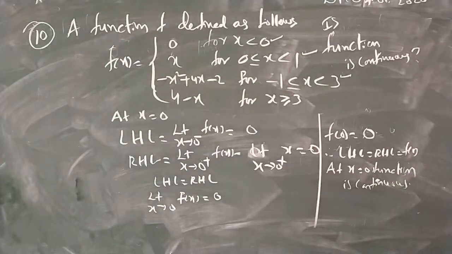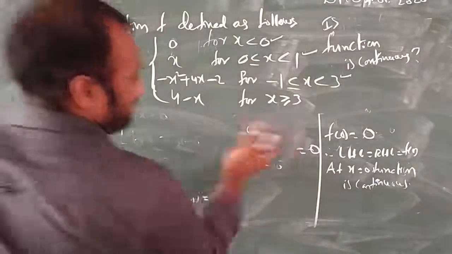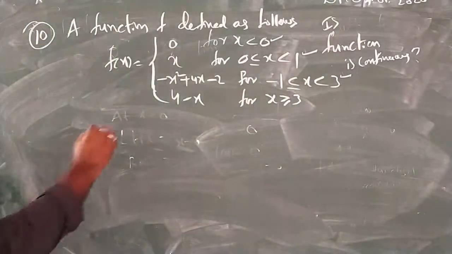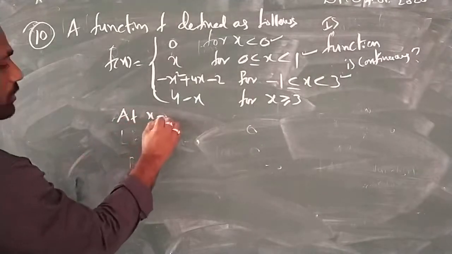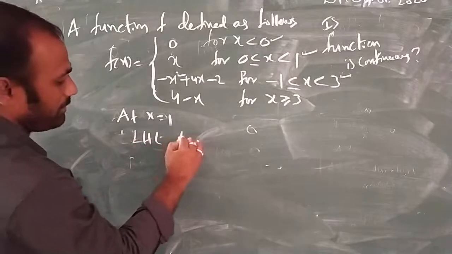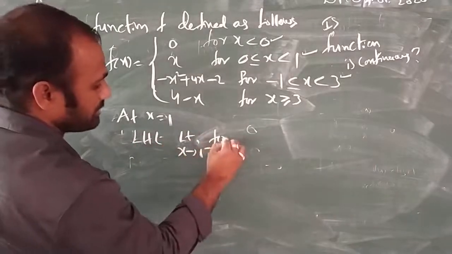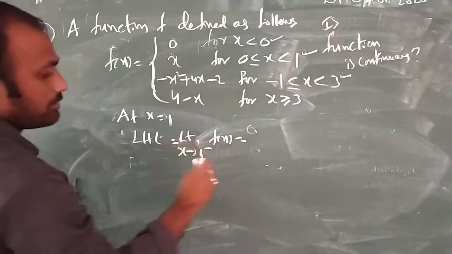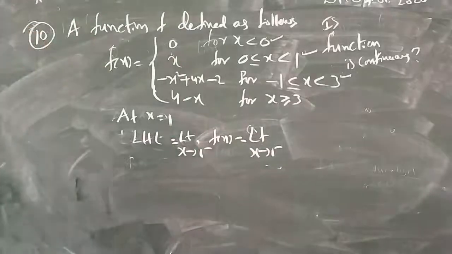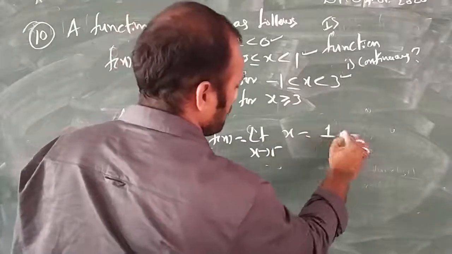Now, let us check x is equal to 1, whether the function is continuous or not. To check at x is equal to 1, the left hand limit first: limit x tends to 1 minus f of x. Less than 1 means x only. So if I substitute 1, the answer will be 1.